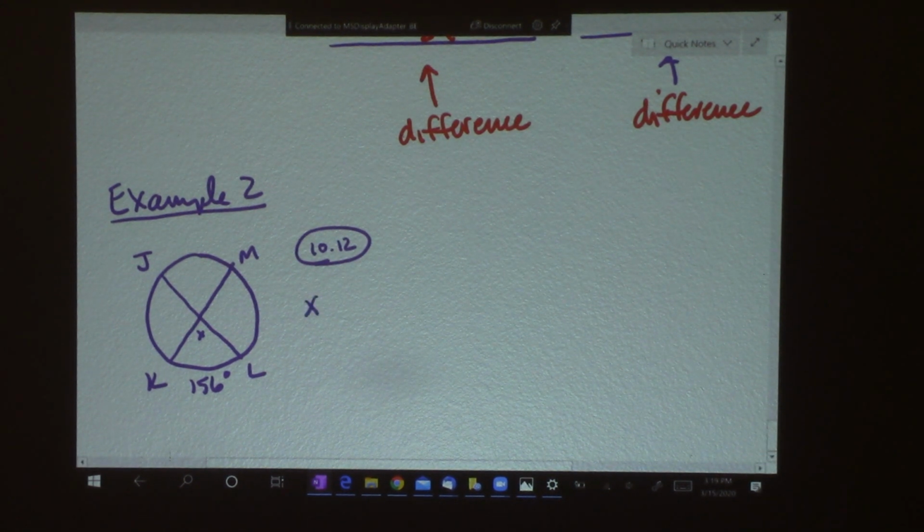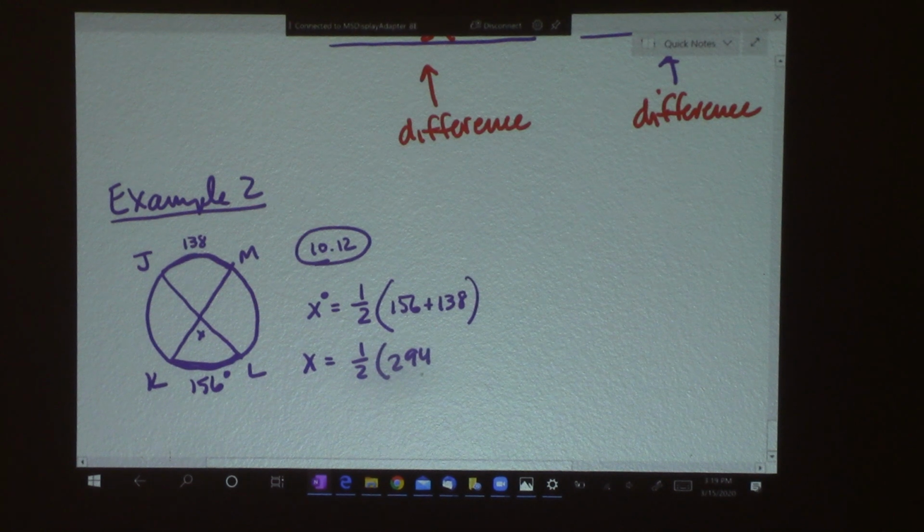So I'm going to have x, the measure of angle x, well, let's just leave it at x, equals half of, oh, and this is 138 over here, half of 156 plus 138. So you see they're both inside, so it's half of this plus this. So all I have to do is combine those. I get 294, and half of 294 is 147. So the measure of angle x is 147.